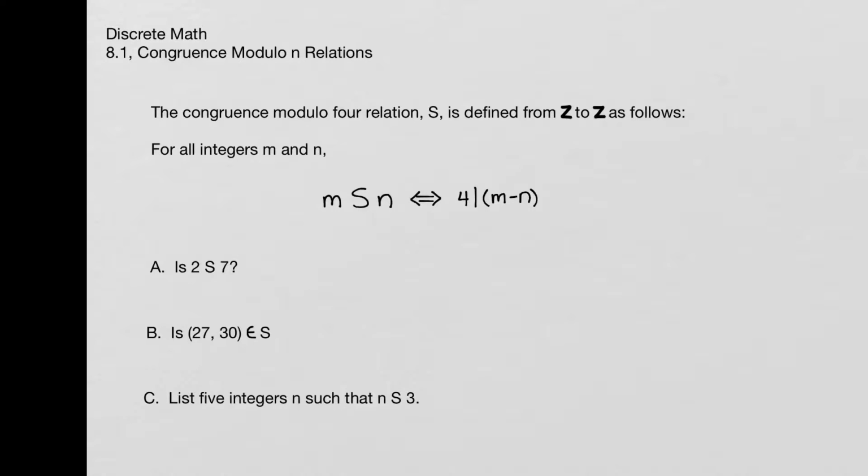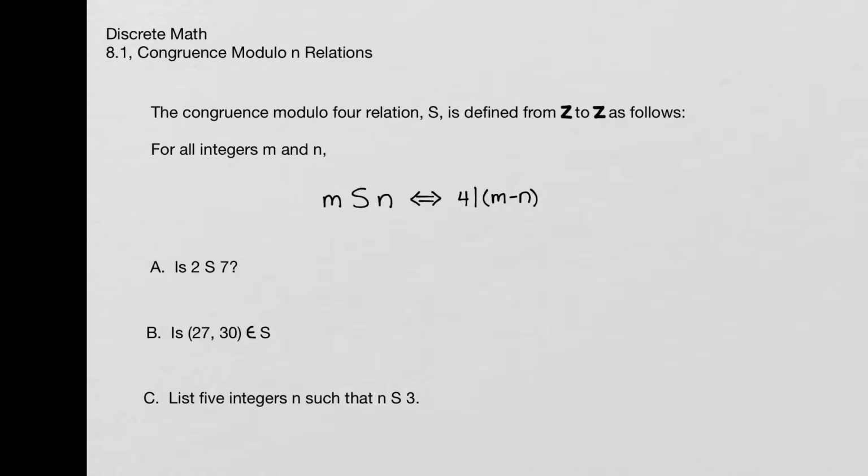For these problems, we're defining the congruence modulo 4 relation S from the set of integers to the set of integers. For all integers m and n, mSn is the same thing as saying that 4 divides m minus n. So 4 goes into the difference of those two numbers, means that mSn. So we're working with congruence modulo 4.